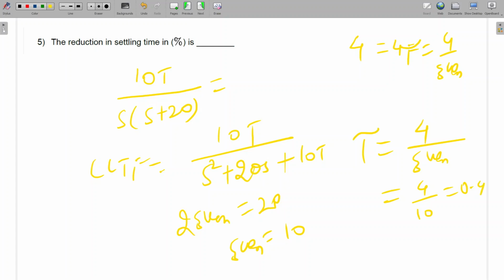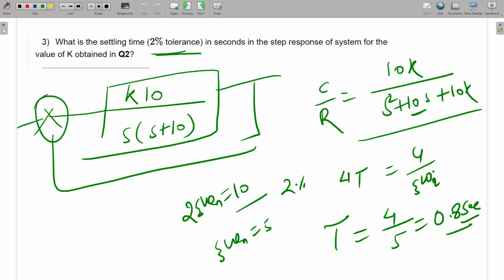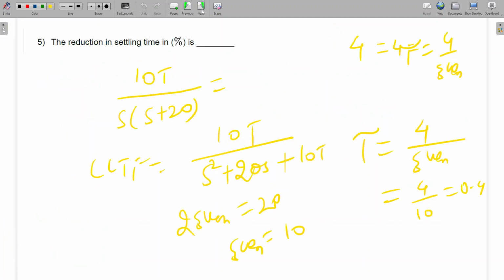So settling time for this case will be 4 divided by zeta omega n, equal to 4 by 10, is 0.4. In the last case the settling time was 0.8. But here we are cancelling one pole and using this kind of compensator. So our settling time is reduced to half. By doing this type of compensation, we are reducing the settling time. Is it clear?